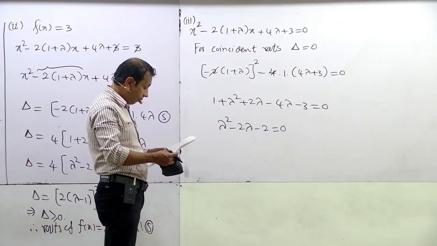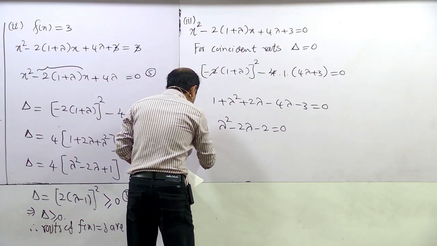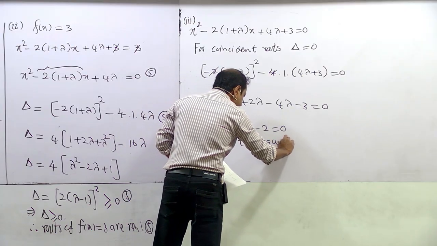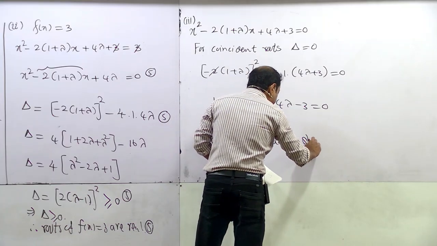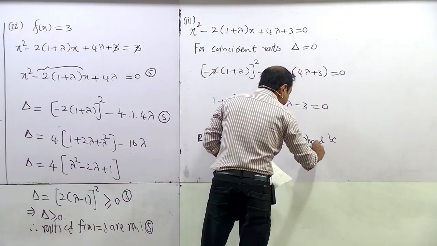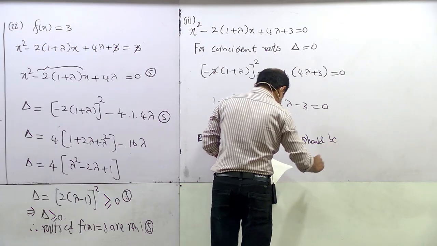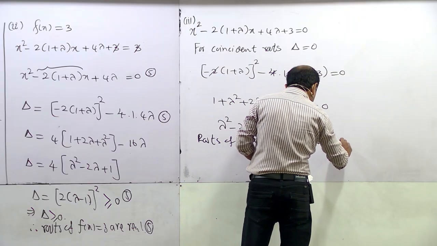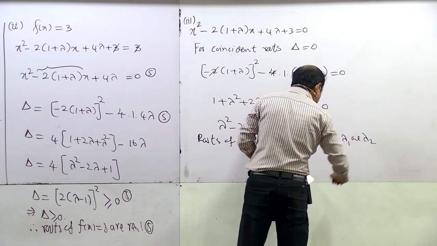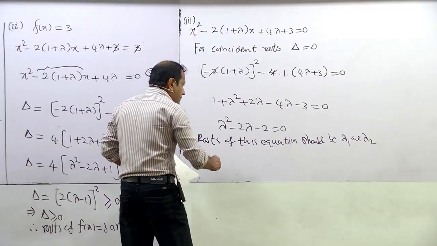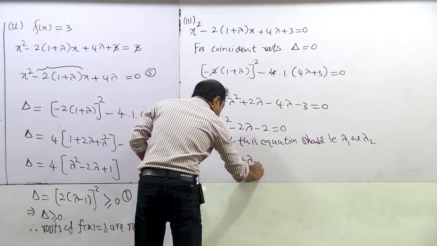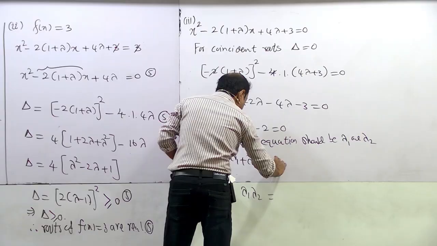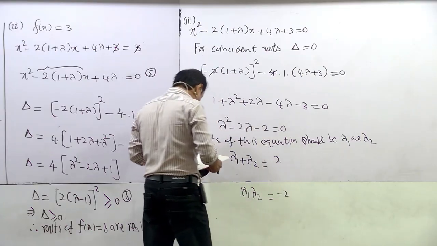So then we can write, roots of this equation should be lambda 1 and lambda 2, right? Then we can write the sum of the roots, lambda 1 plus lambda 2, and the product of the roots, lambda 1 lambda 2. So this is 2 and minus 2.